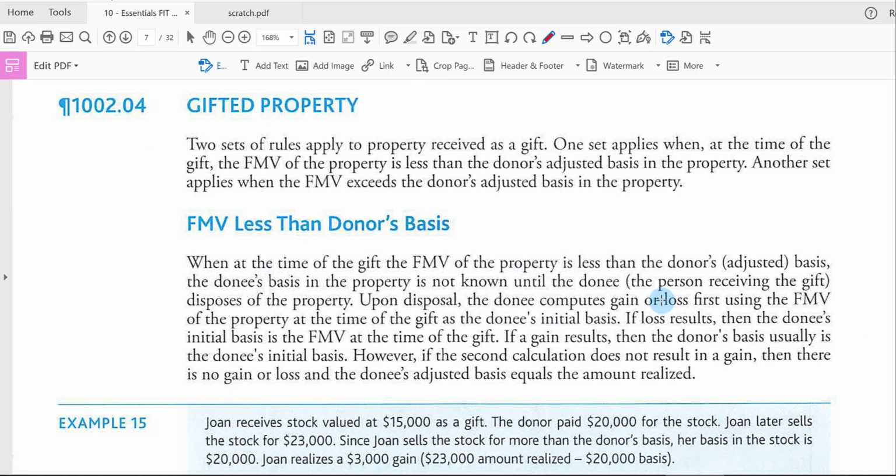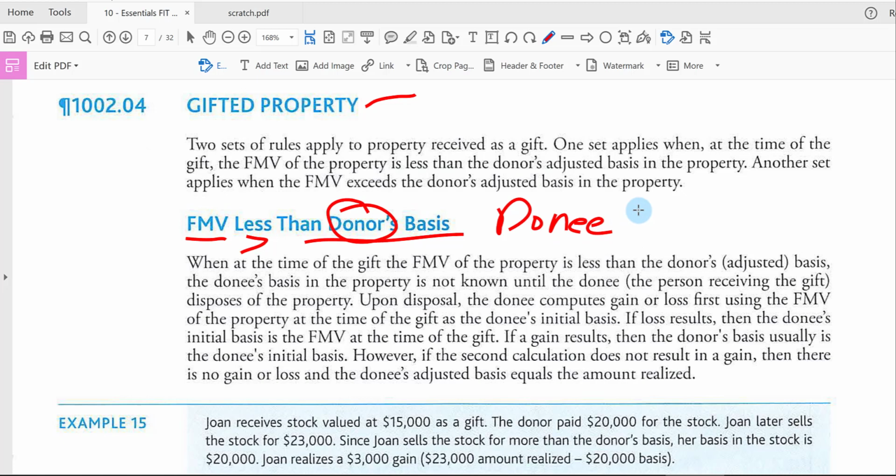Let's talk about a little bit more complex situation, which is when the person giving the property gives it away before they pass away. And we call that a gift. There's two broad situations. The simpler of the two is if the gift has a fair market value that is not less but greater than the basis of the person that gave away the property, here called the donor. The person receiving the property is called a donee.